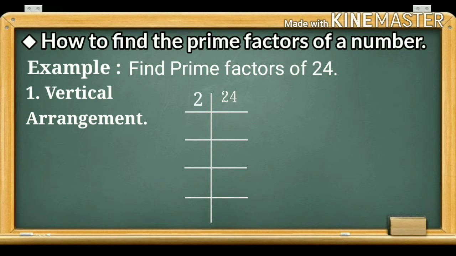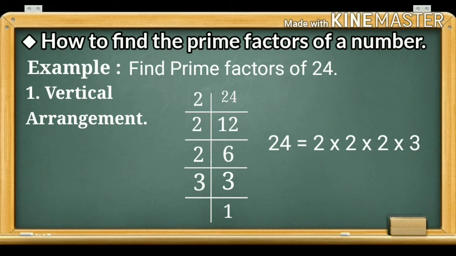Starting from 2: 2 12s are 24. Next, 2 6s are 12. Next, 2 3s are 6. And last, 3 1s are 3. Whenever 1 occurs here, we will stop. So here we stop. Now 24 is written as 2 multiplied by 2 multiplied by 2 multiplied by 3. So these are the prime factors of 24.